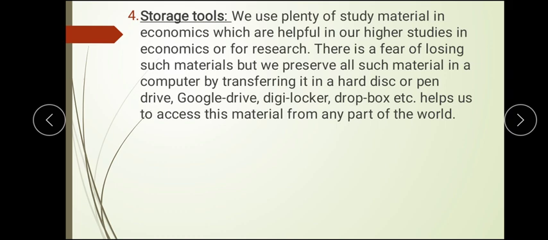Suppose you try to store physically, what happens? There is a fear of losing it, it can get damaged, it can be burned, or it can be stolen. But when you store on the internet, it cannot get stolen, you can preserve it lifelong, and you can also access that material from any part of the world. So we can say the computer also acts as a storage tool for us, so that different topics and different data can be preserved on a hard disk, pen drive, Google Drive, or internet applications.